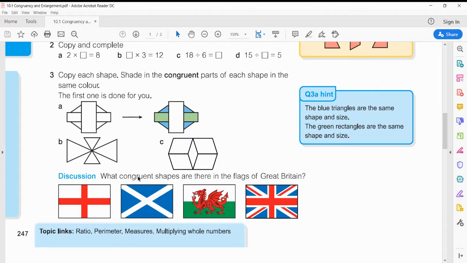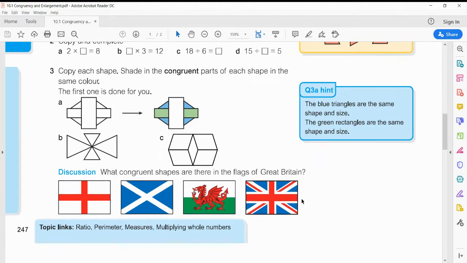What congruent shapes are there in the flags of Great Britain? So you've got these rectangles. You've got this triangle and this triangle congruent, and these two are congruent, but they're not all congruent to each other just because they're triangles. None in the Welsh flag. If you got rid of the dragon and there was just rectangles behind, you could argue they're congruent. And here you've got some of these triangles are congruent, and the ones on the sides, they're different and congruent.